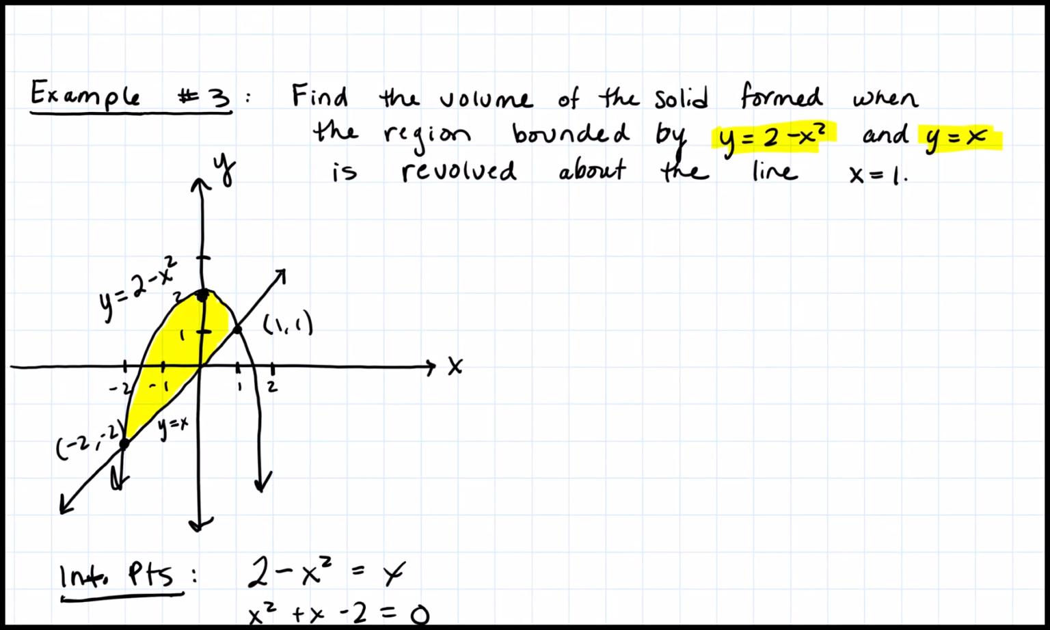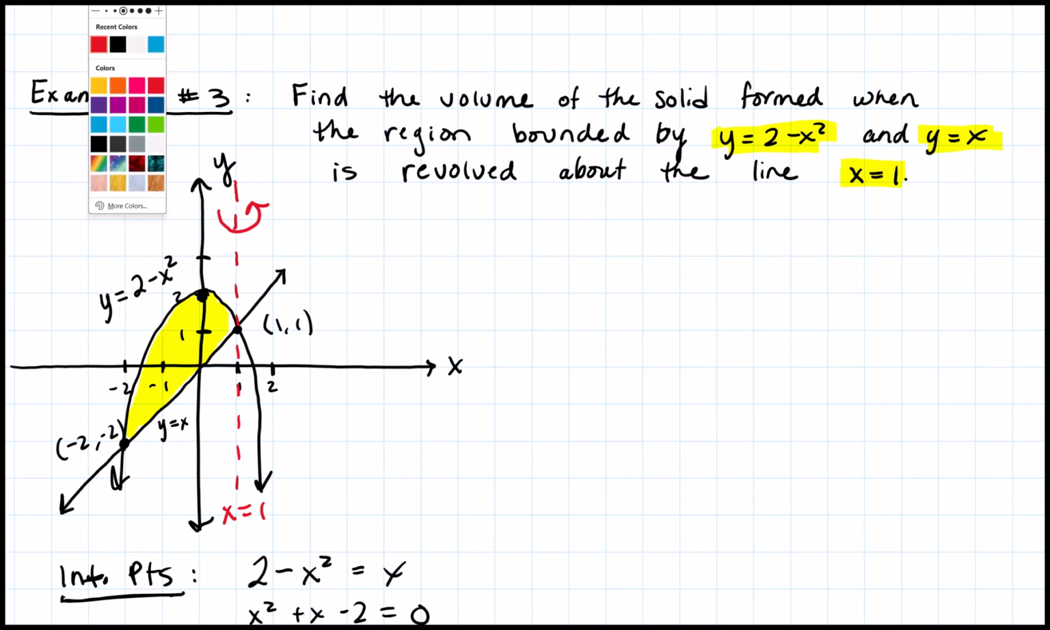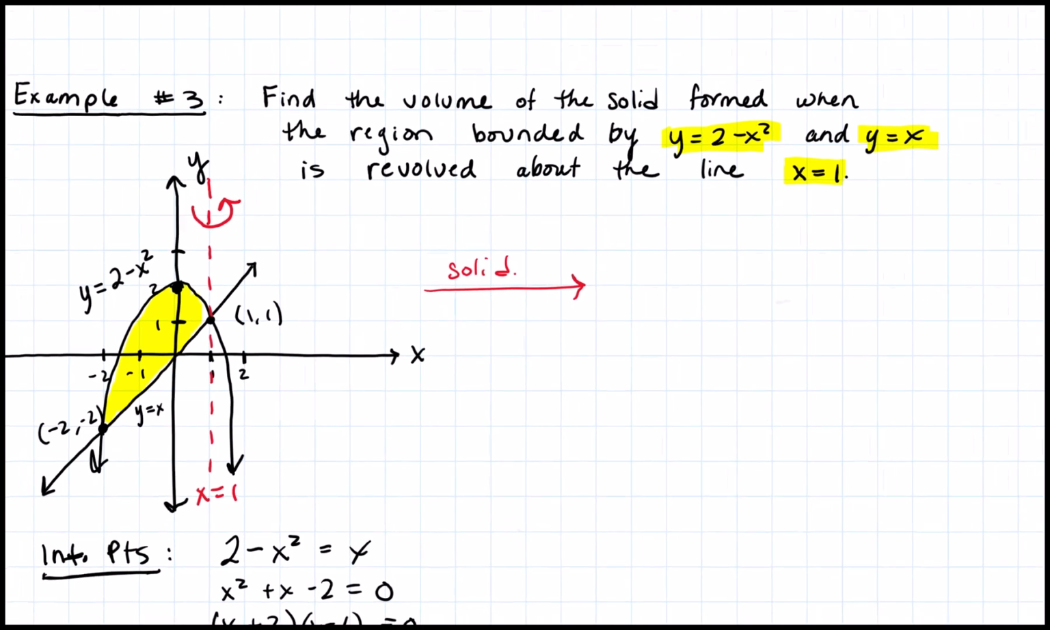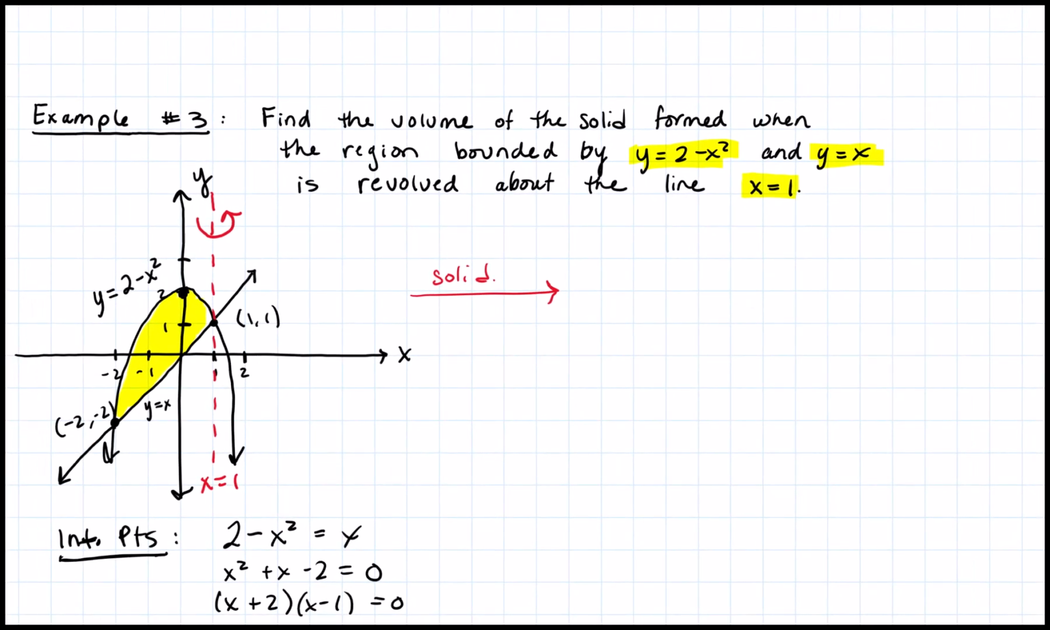Let's go ahead and draw in our axis of revolution. So our axis of revolution is, and it's not the x or the y axis, it's x equals 1. So x equals 1 is this line right here. So x equals 1 is my axis of revolution, and that's where I'm going to spin this graph. I'm going to spin my graph around that. So x equals 1 gives us kind of an interesting little solid. So let's think about what that solid looks like. That is a vertical line, and my solid is going to look something like this.